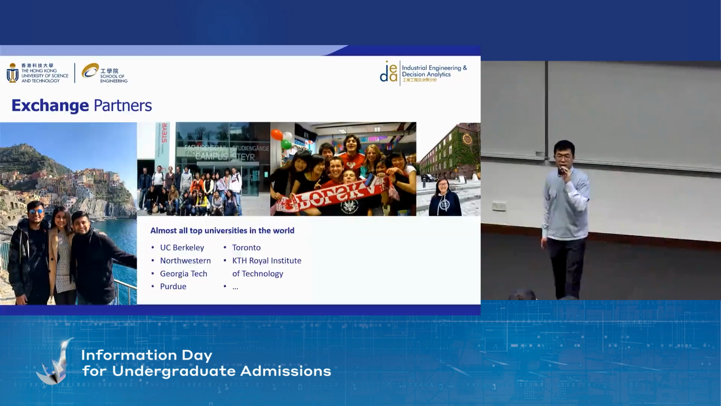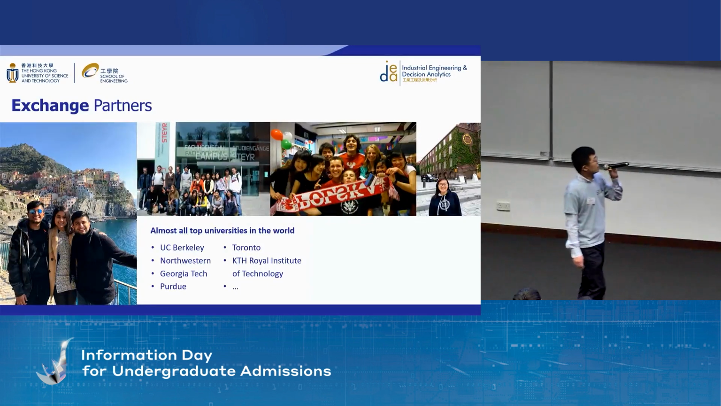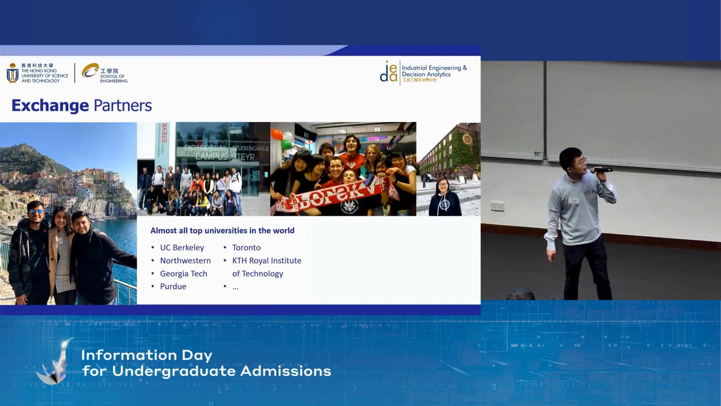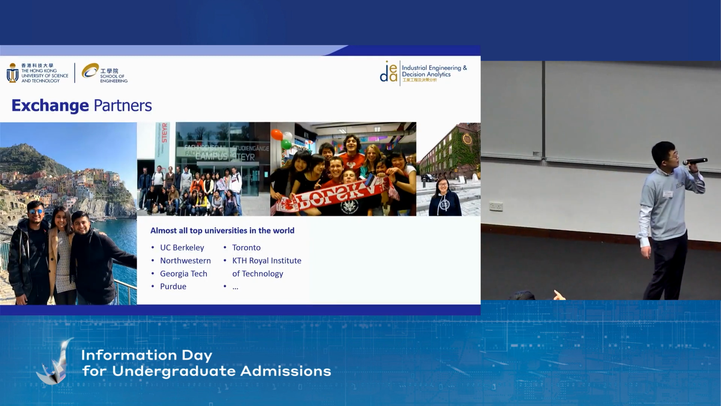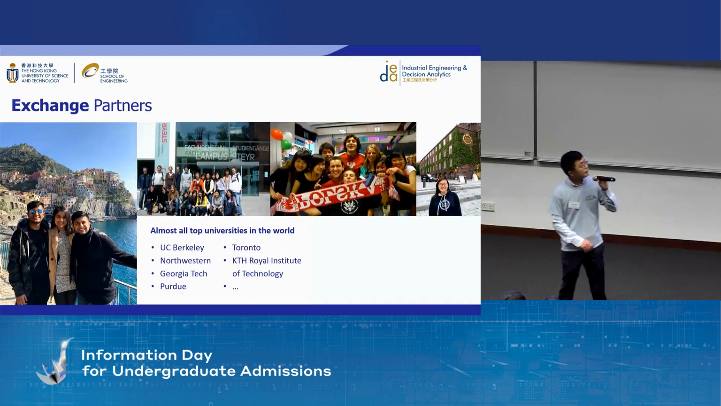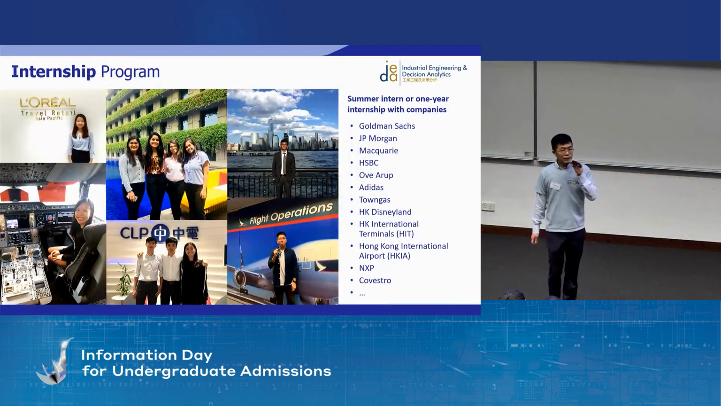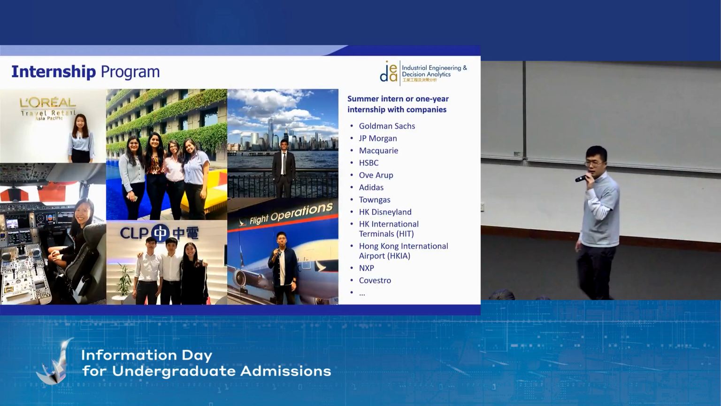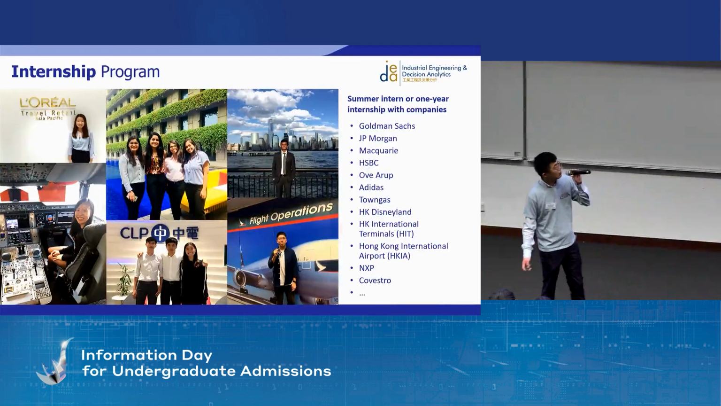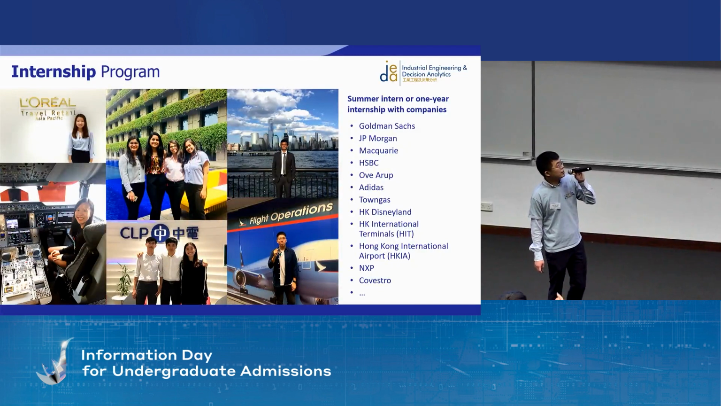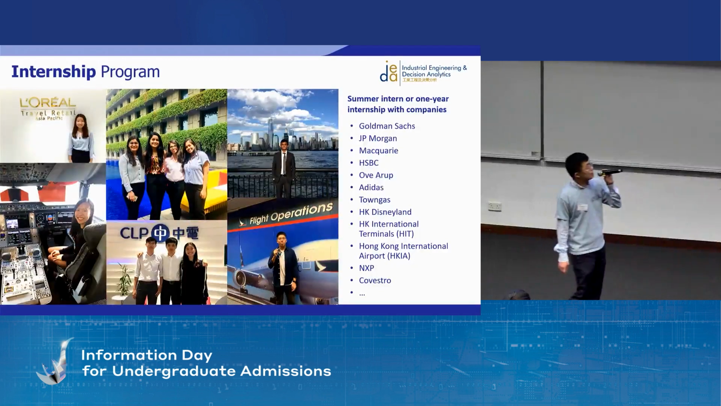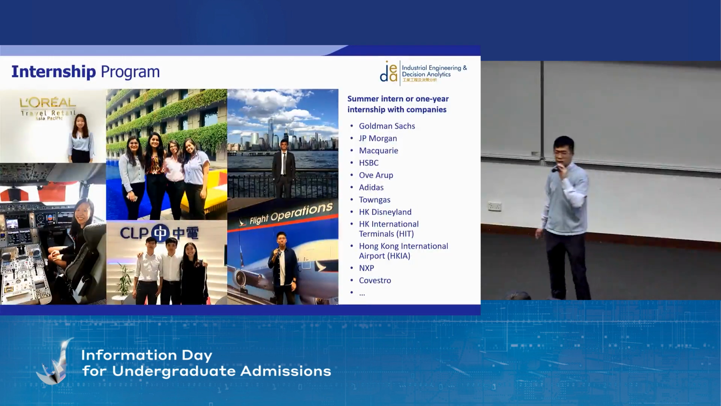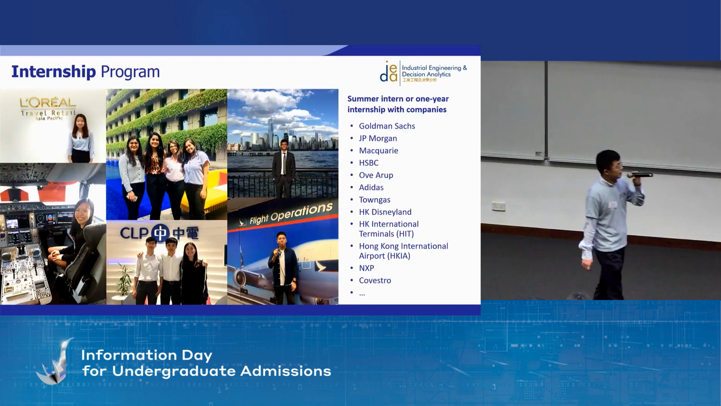We also have excellent exchange partners all across the world. Almost all of them are top universities, for example UC Berkeley, University of Toronto, Northwestern, and so on. We also offer you assistance in finding internship opportunities here in Hong Kong and across the world. So we have summer internships with Goldman Sachs, JP Morgan, Adidas, Towngas, Disneyland, and all of them are famous companies in different areas.